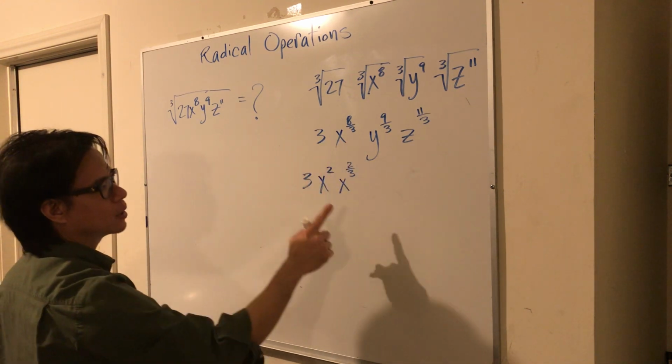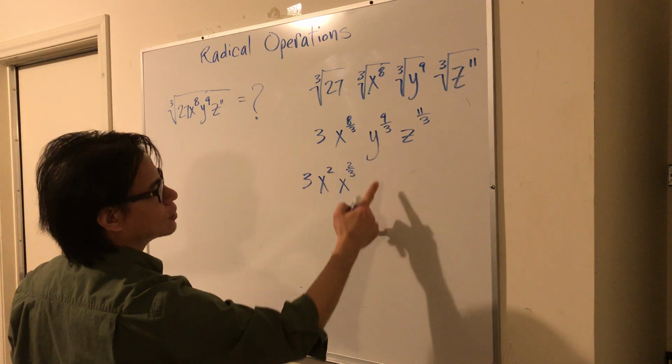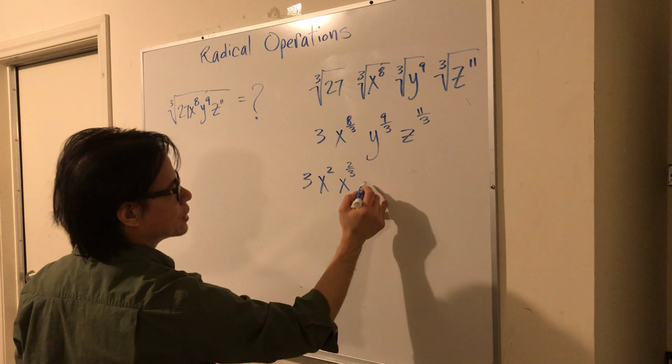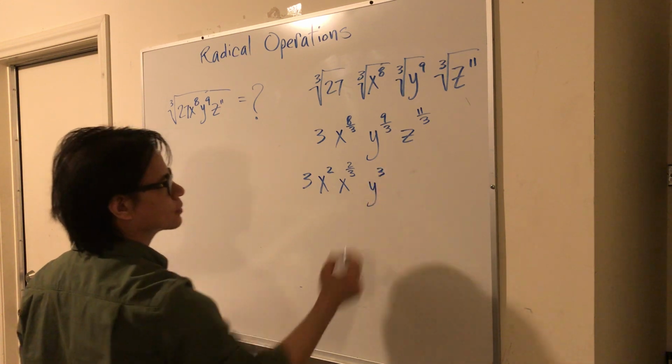Okay, let's look at one more. Y to the 9 over 3 is the same as, well, 9 over 3 is 3, right? So we'll just write that as 3.